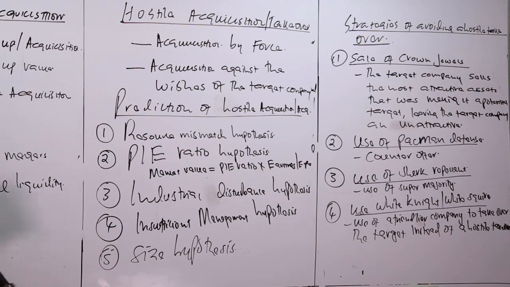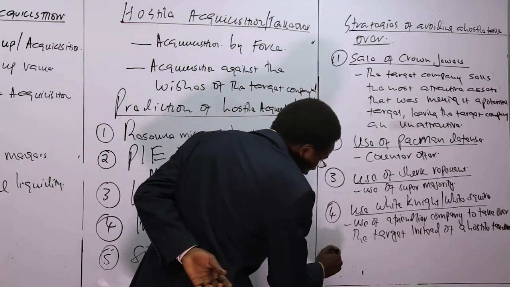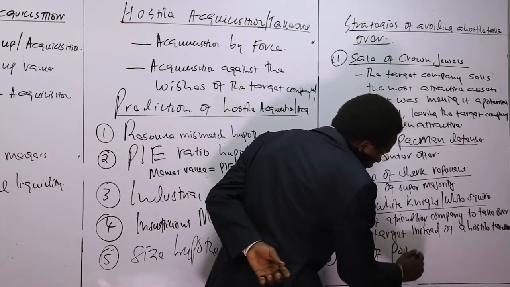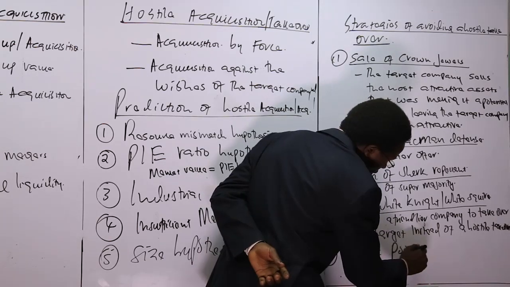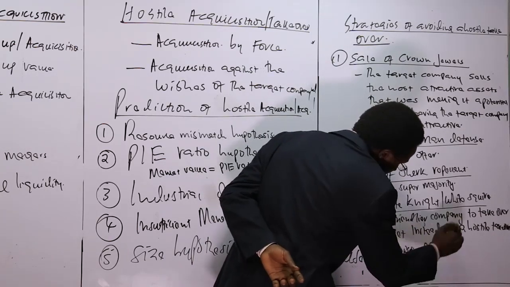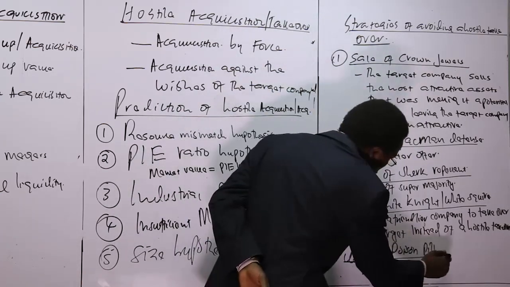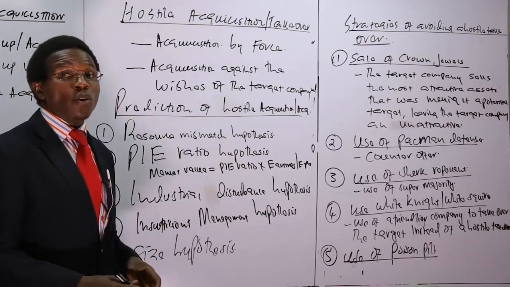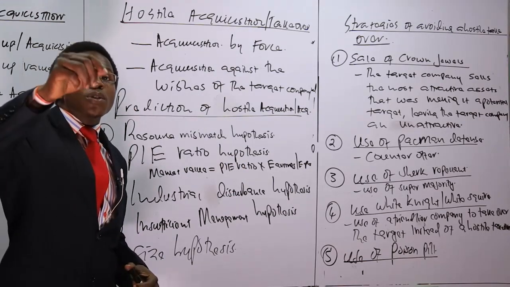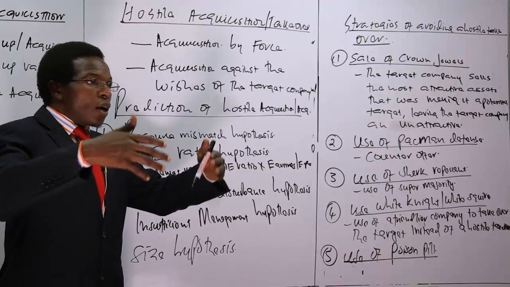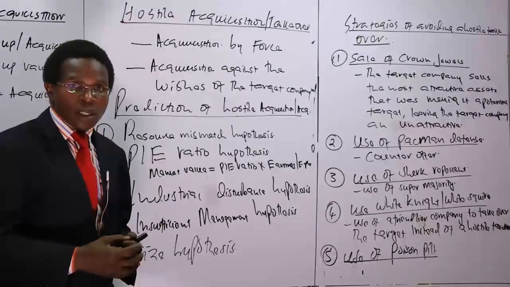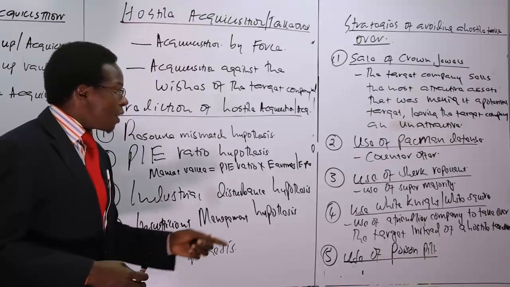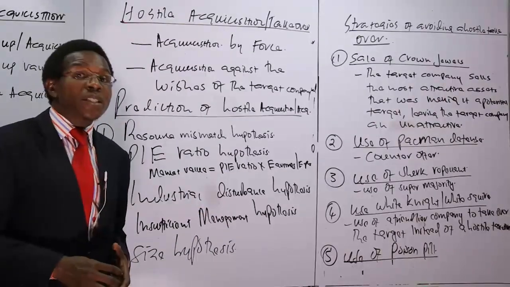We also have use of poison pill. Number 5, use of poison pill. Now, the use of poison pill, friends, is a scenario whereby the target company will use more debt and involve leverage. It will be more geared, it will be more levered, such that the predator will be scared.